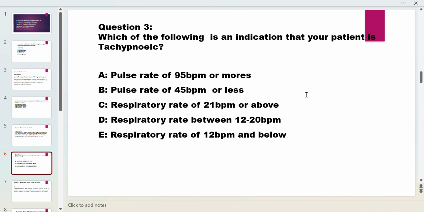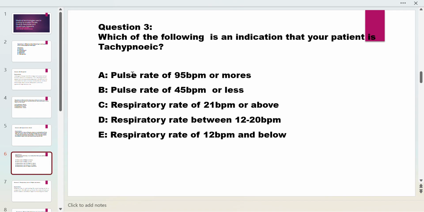Our next question says, which of the following is an indication that your patient is tachypnoeic? Tachypnoeic. That's interesting. Right, let's see. Think about our question. Should we review our answer?